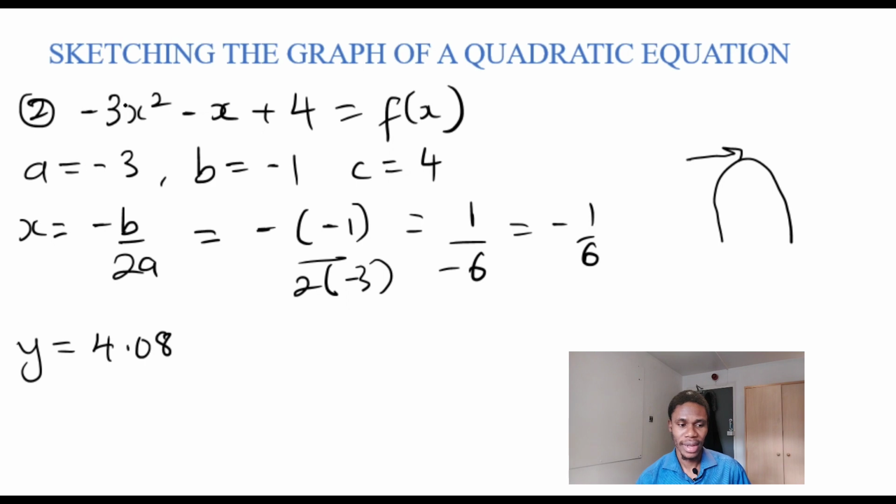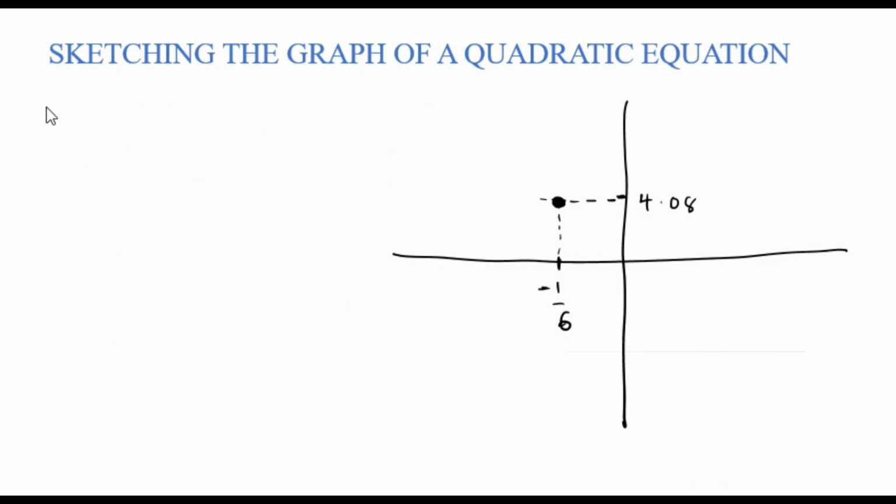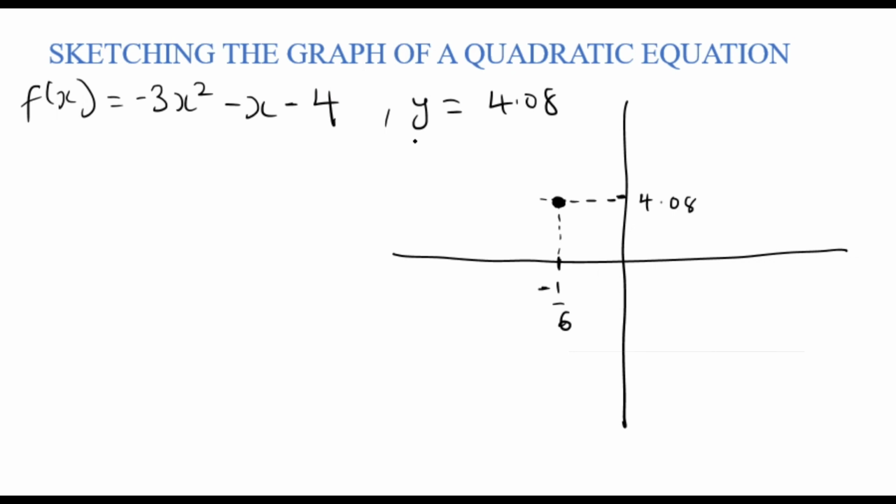So we are going to write our function on the next slide. F of x equals minus 3x squared minus x minus 4. So we are almost halfway through. We have our y equals 4.08 and we have our x given as minus 1 out of 6. So we draw our small table over here to get like 5.